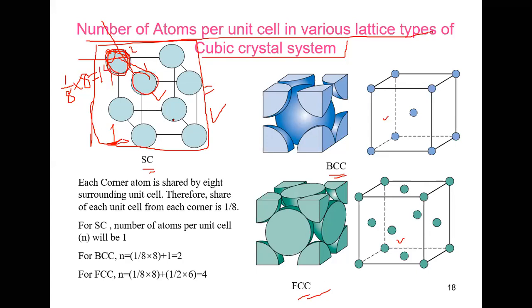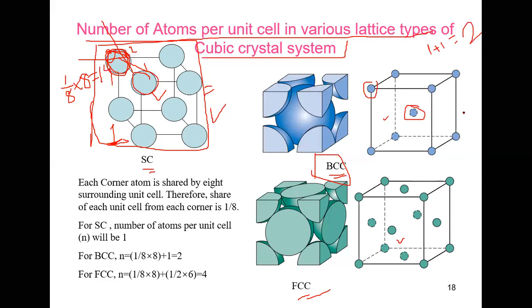Now, we will calculate the number of atoms in the case of BCC crystal. In the case of BCC, you have corner atoms and then a body center atom. The contribution of the corner atoms is the same as with simple cubic, so from the corners you will get 1 atom. And then this body center atom fully lies inside this unit cell. This atom is not shared by other unit cells. So the number of atoms in the case of BCC will be 1 plus 1 equal to 2.